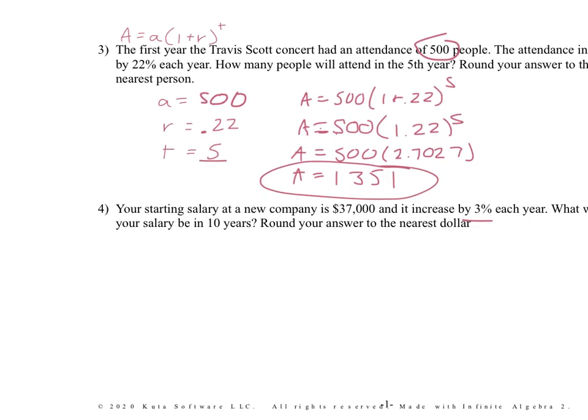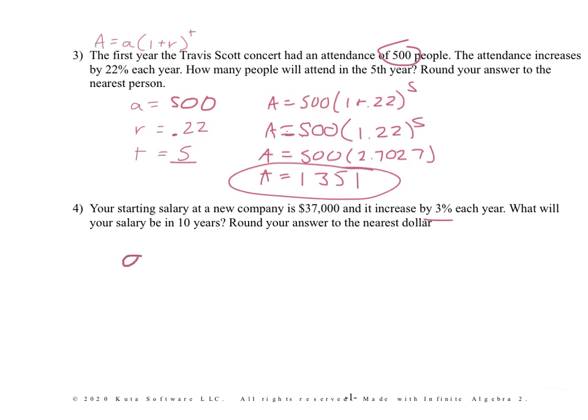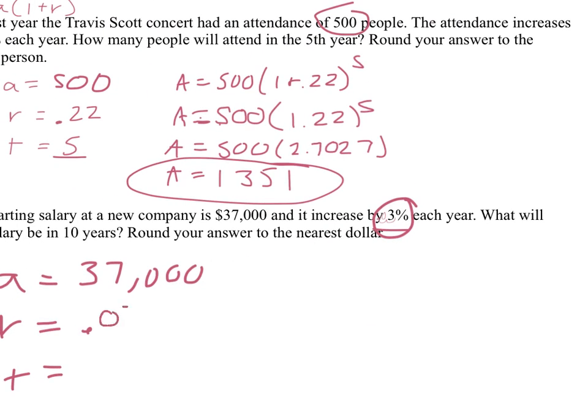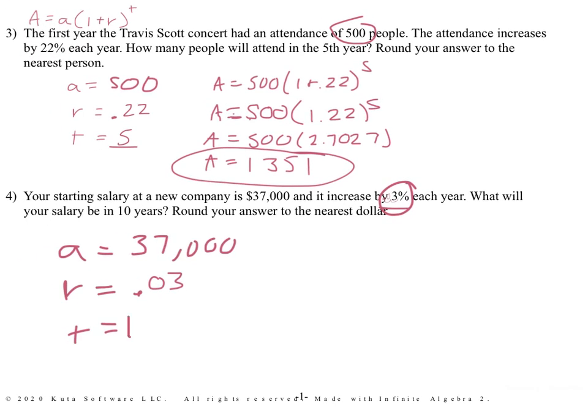Okay, next for number 4, we're going to use that same formula. So we need our A, our R, and our T. Our A is our starting amount, so 37,000. Then our rate is our percent, but we need to change it to a decimal. So here, it's important that we move our decimal 2 places when changing percent to a decimal. So this becomes 0.03. And then our time is 10.